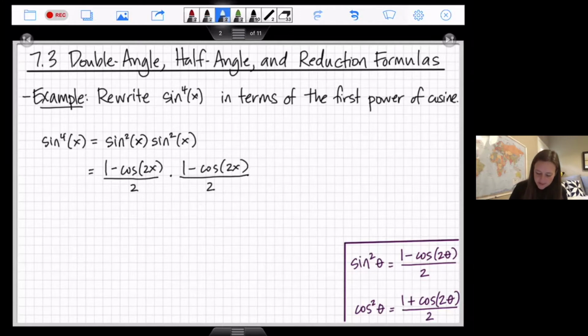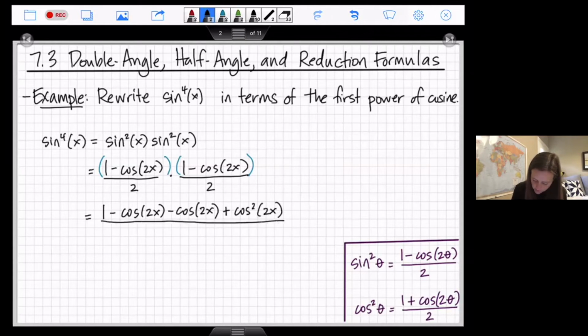So if I put parentheses around the top here, you can see when I multiply these fractions together, I've got this FOIL, or multiplying out 1 minus cosine times 1 minus cosine. And when I do that, I am going to get a cosine squared. So I've reduced the power down to a square, but I still haven't gotten it down to the first power. So I'm going to FOIL out the tops of those fractions. My first terms give me 1 times 1. Outer term gives me minus cosine 2x. Inner term gives me minus cosine 2x. And last, negative times negative gives me a plus cosine squared 2x. All of that over 2 times 2, which gives me 4.